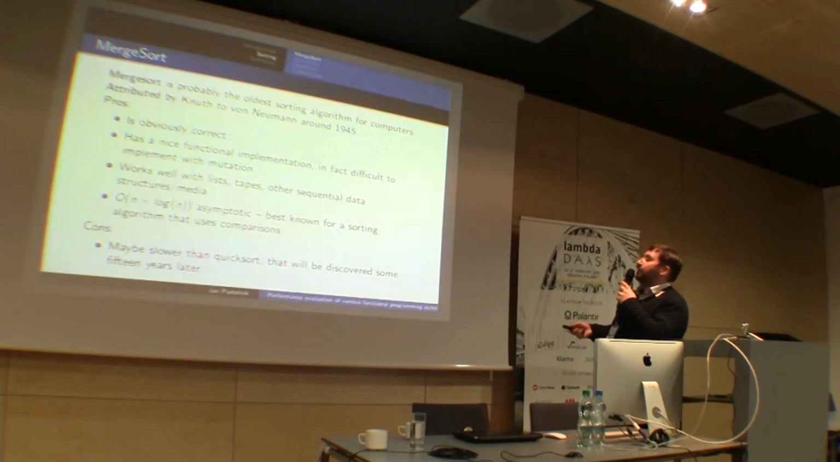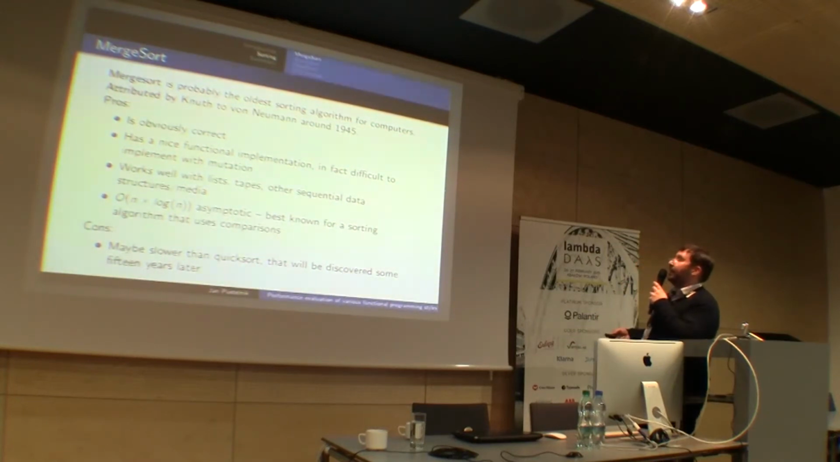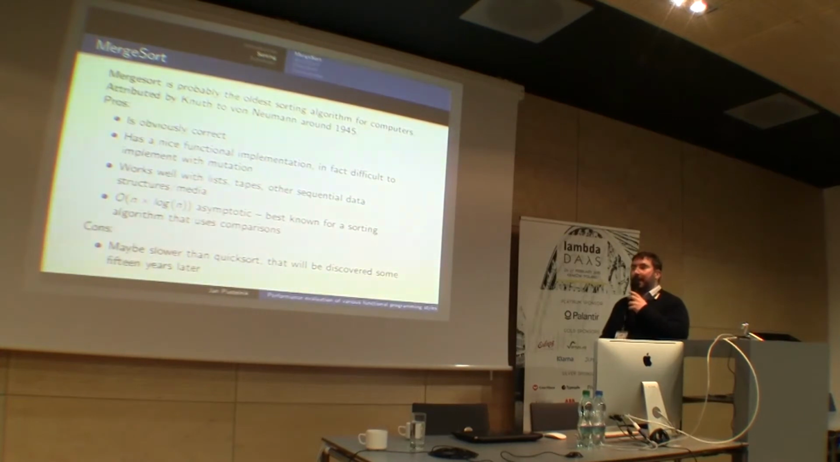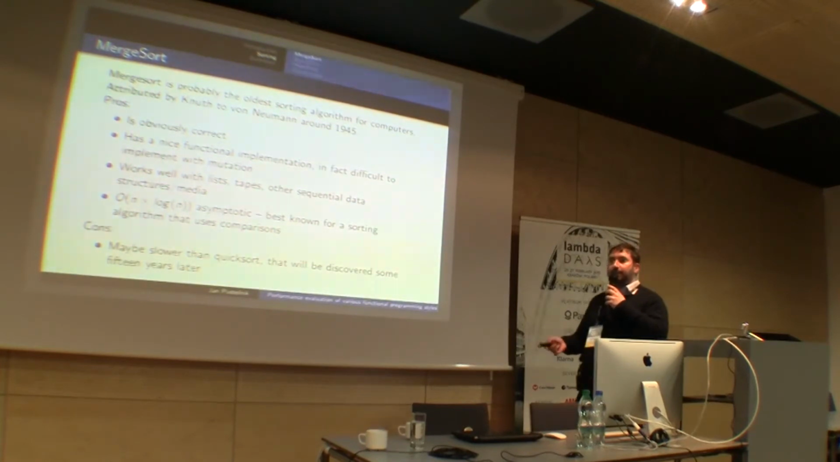Merge sort is just folklore. Everyone knows it. No one knows who discovered it. Knuth believes that it was von Neumann around 1945, but actually we don't know. So everyone knows it. Everyone could discover it. It's obviously correct. So merge sort is a very simple algorithm.